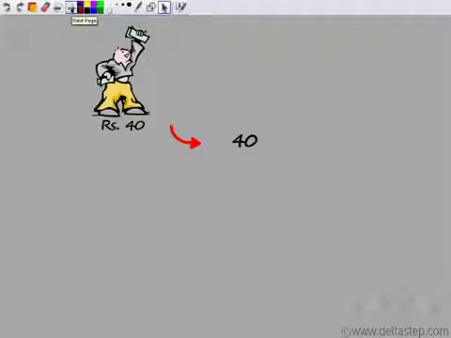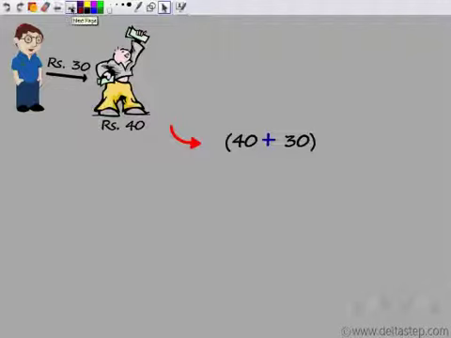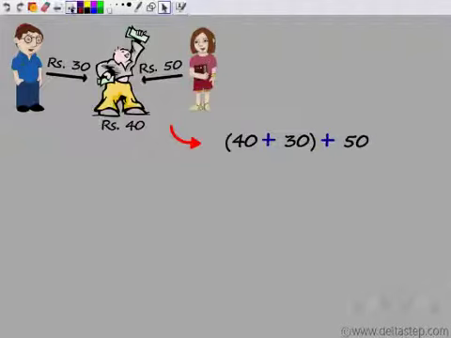Now let us look at this. Say you had 40 rupees again. You were in need of money, so you go to your friends and ask for money. One of your friends gives you 30 rupees. So you would have a total of 40 plus 30. Now let's say that another friend of yours gives you 50 rupees. So you had 40 plus 30 plus 50 more.